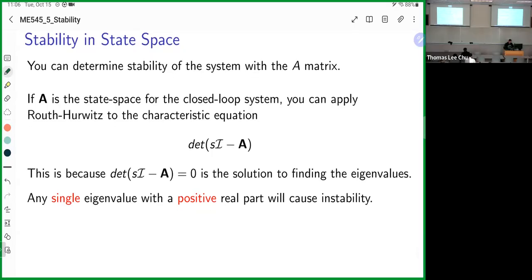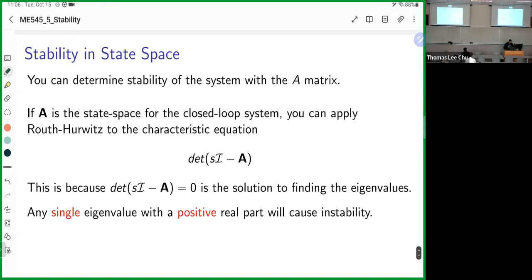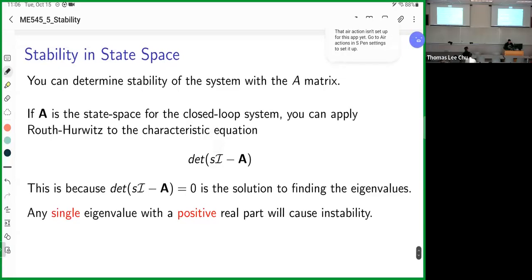Just find the determinant of sI minus A equal to 0 and solve for that. Then you can determine if the system is stable or unstable based on the values of the eigenvalues. And make sure that this A is of your closed loop transfer function. Usually though, it's pretty easy to discern, or I'll give you the closed loop transfer function for A.